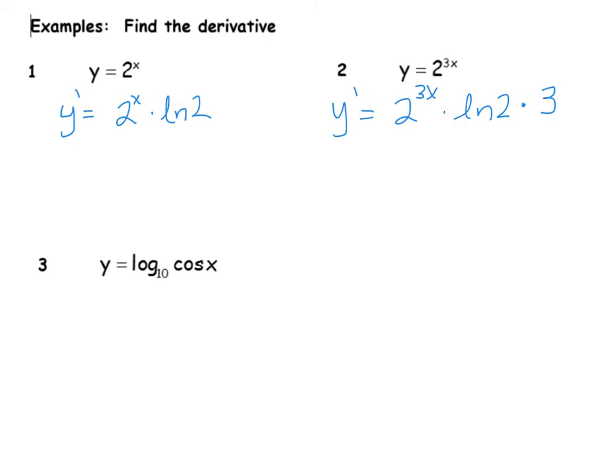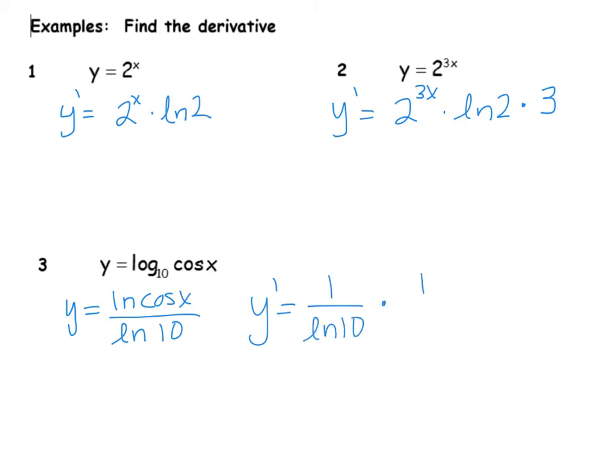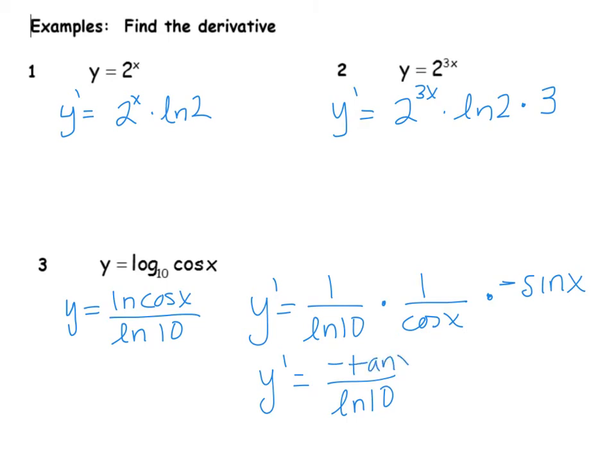Then at the bottom, this one is going to be a lot like number 3. If you did change of base, it would be the natural log of cosine x over the natural log of 10. So the derivative of this function would be 1 over the natural log of 10, that's my constant, times 1 over cosine x times the derivative of cosine x, well this is like number 4, is negative sine x. So you could just write it as 1 over natural log of 10 times negative tangent x. Sine over cosine, tangent x.